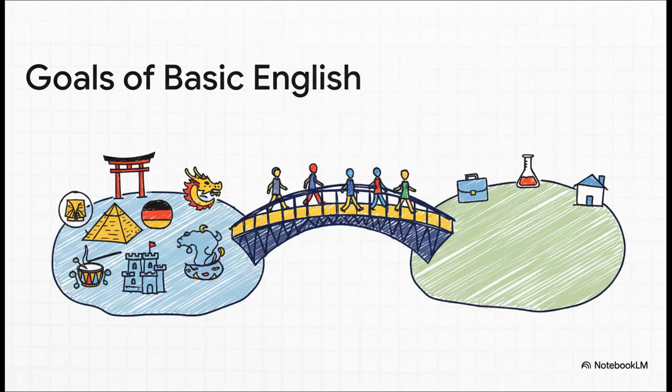And the goals behind it were incredibly practical. The system was meant to be a bridge between languages. The thinking was, if you master just these 850 core words, you could communicate about business, science, and just daily life with anyone else who knew the system, no matter what their native language was.